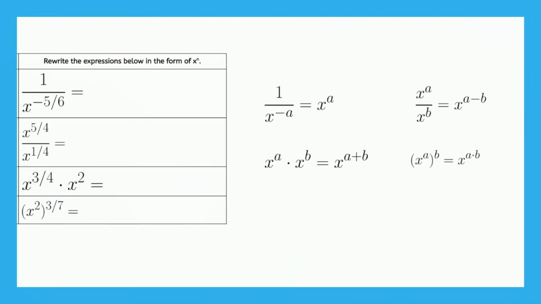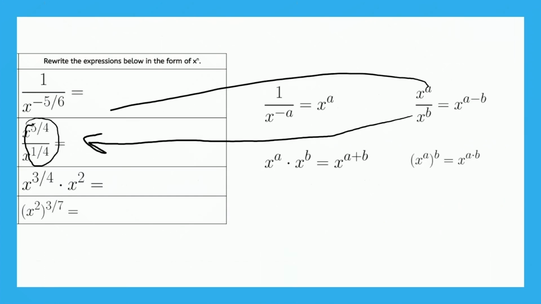I'll do the first one. So this second property that we discussed corresponds to this problem right here, because this expression is in the form x to the a over x to the b. A corresponds to 5 over 4, and b corresponds to 1 over 4. So just like I have an arrow right here, I want you to pause the video and try to draw the rest of the arrows.